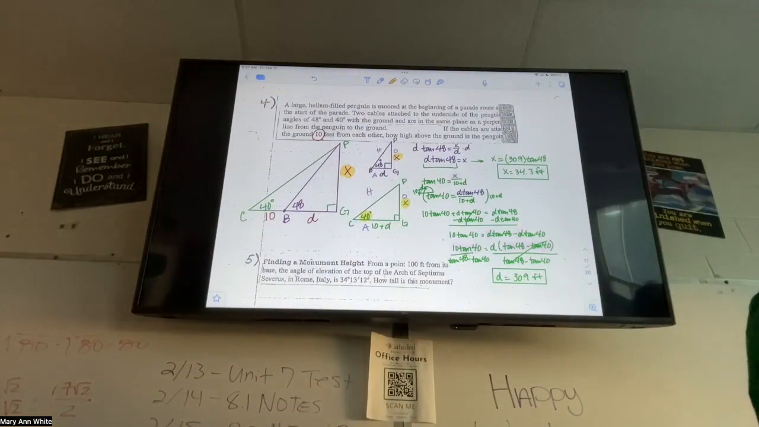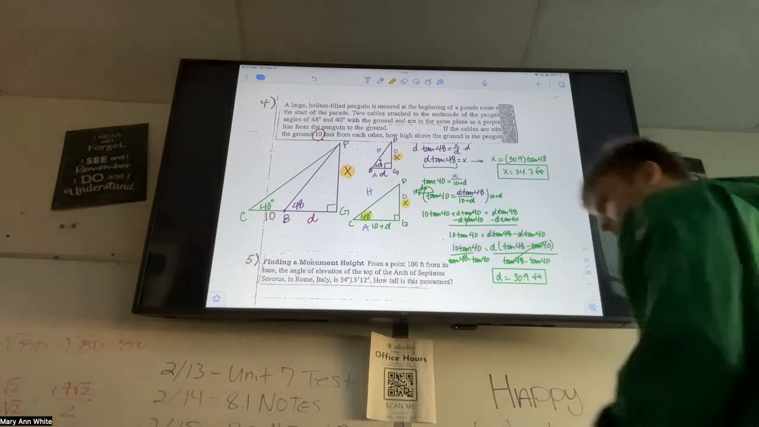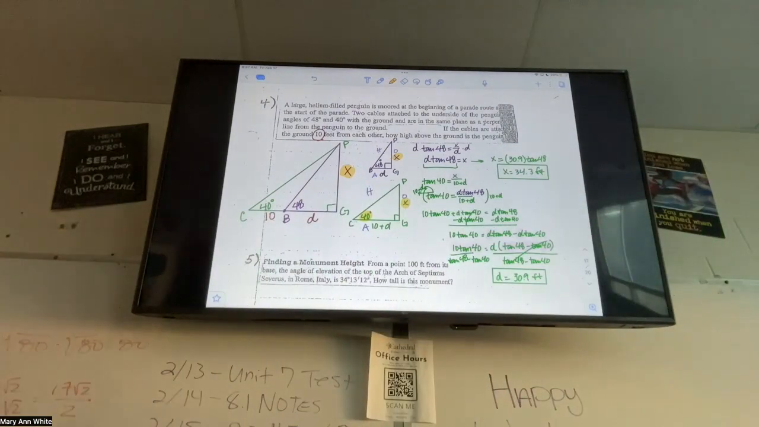We know the distance between the cables is 10. We had to use a variable to represent the distance from B to G because we weren't sure what that was, because we needed to put that on both of my triangles. BG is 10 in my purple triangle, and then CG is 10 plus D. Sorry, BD is D, not 10. I don't know what I said.